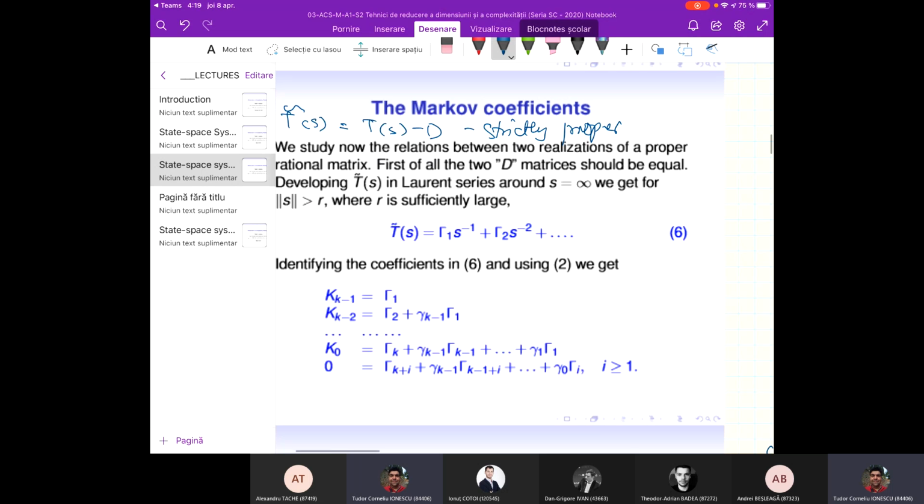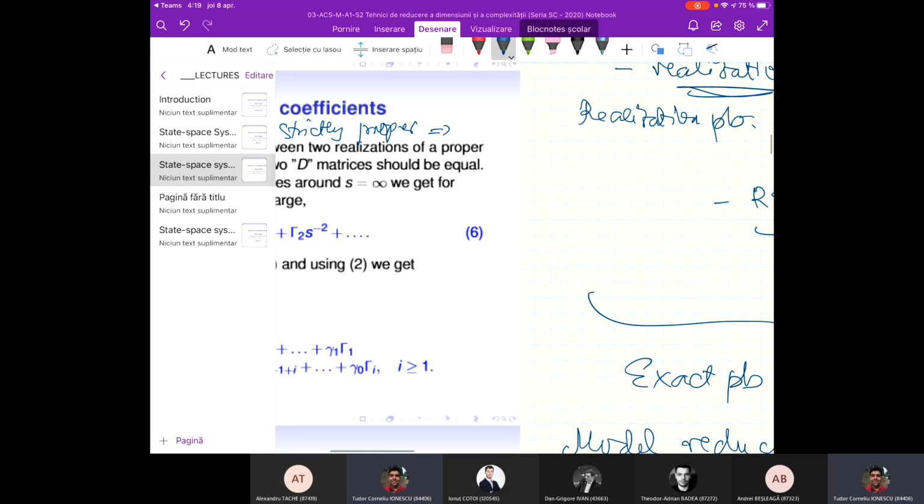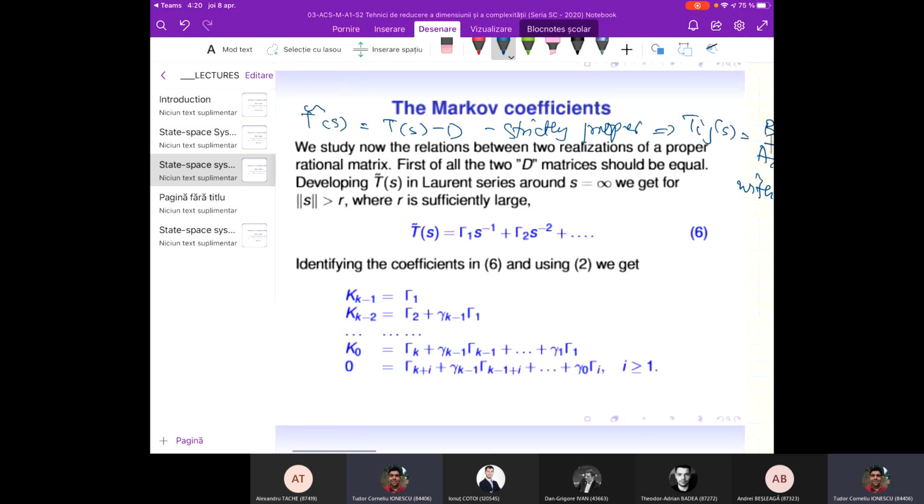And this is strictly proper. So that means that TIJS are functions BIJS over AIJS, with the degree of A strictly larger than the degree of B. That's strictly proper. It's a strictly proper transfer matrix.